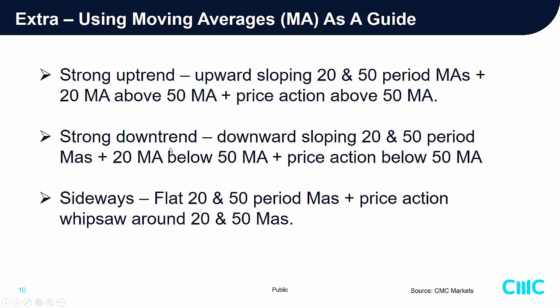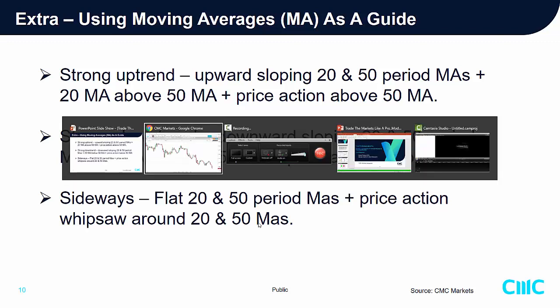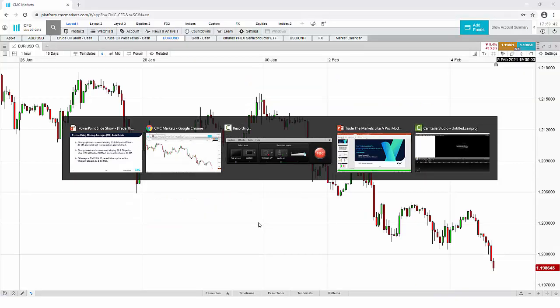In a strong downtrend, both the 20 and the 50 period moving averages will be downward sloping, plus the 20 will be below the 50 MA and price action below the 50 MA. Sideways, it will be flat. The 20 and 50 period will be flat, and the price action will whipsaw around the 20 and 50 MAs. So let's go back to the two examples that I shared with you all.